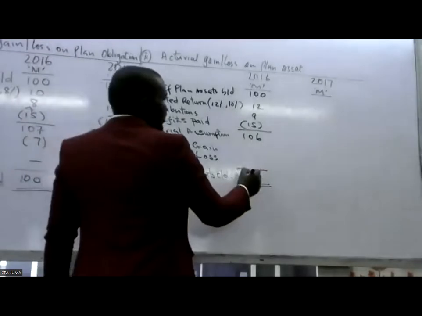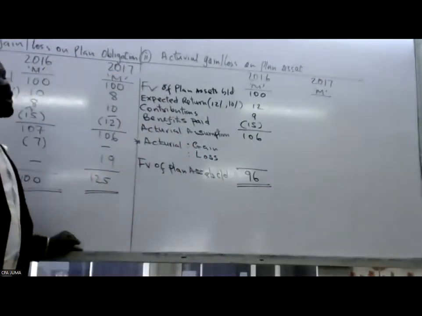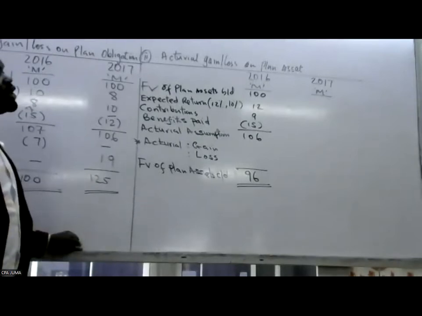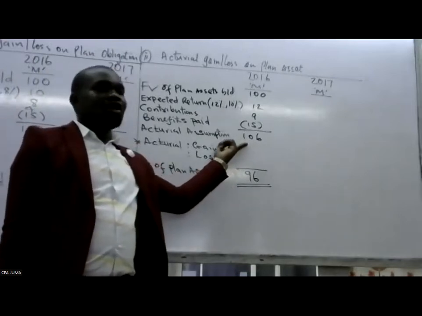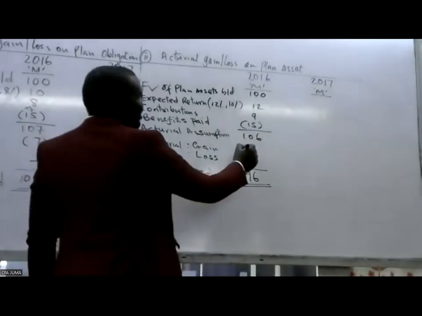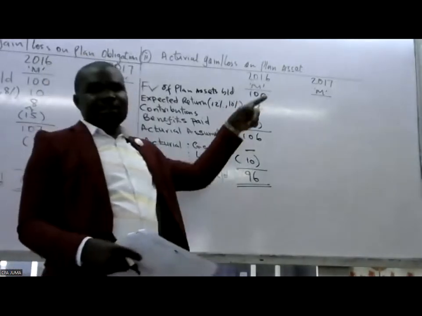96. So have we gained or have we lost? This is an asset. They expected an asset of 106, only for the value of the assets to go down to 96. So we have lost. We have lost how much? 10. So this one becomes the opening next year.